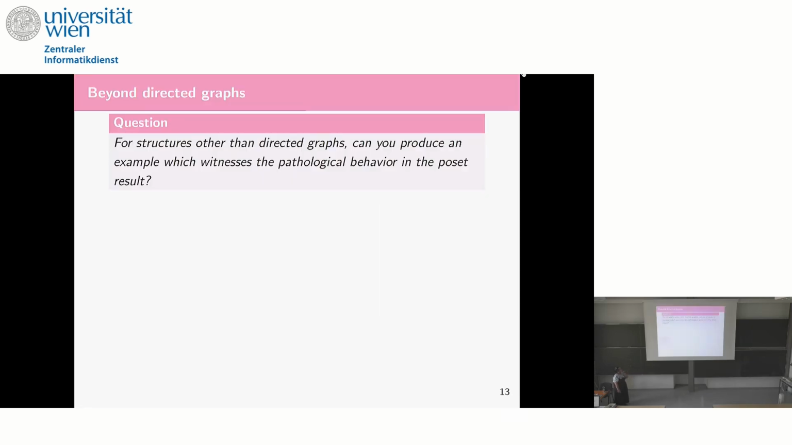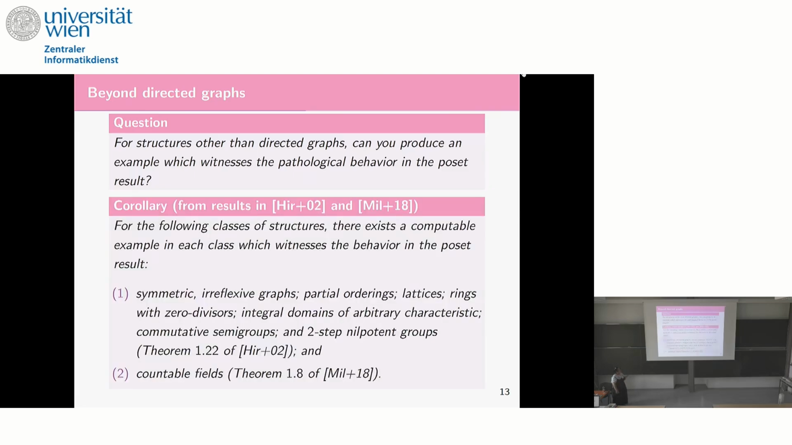So now I want to go to that thing I pointed out, where the Post-it result was for directed graphs. The witnesses were directed graphs. So what's the case for things that are not directed graphs, outside of the class? Here I want to start with this question: for structures other than directed graphs, can you produce an example that witnesses the pathological behavior in the Post-it result? For some classes of structures already, the answer is positive.